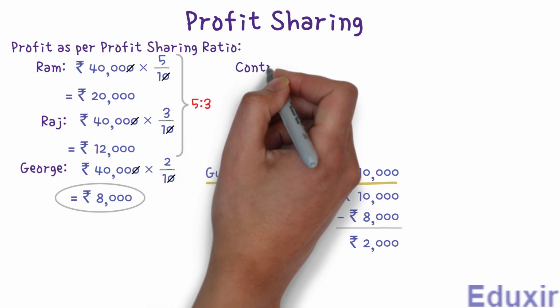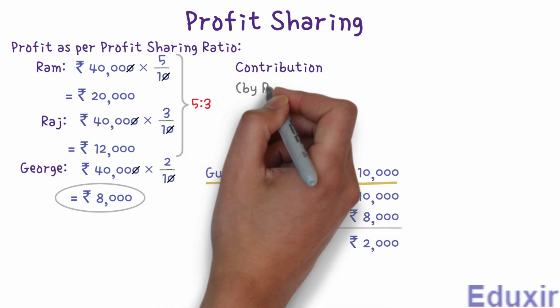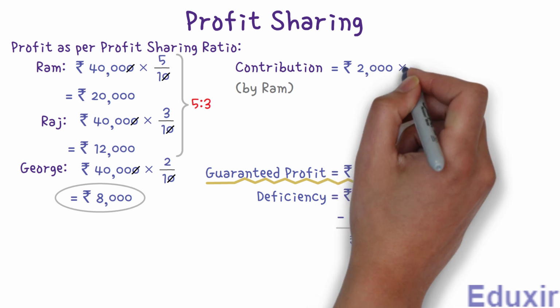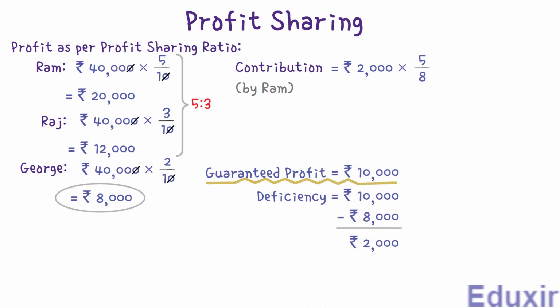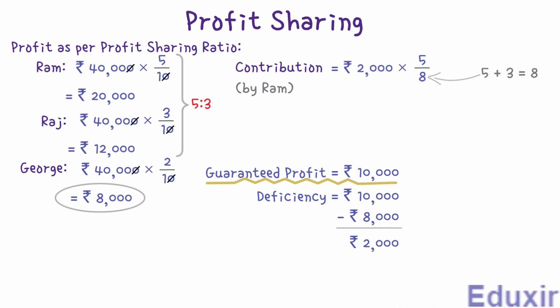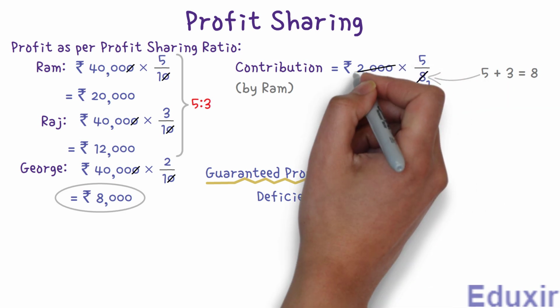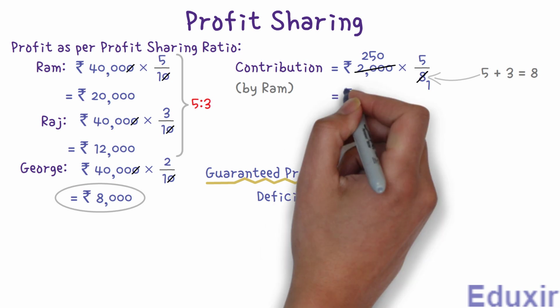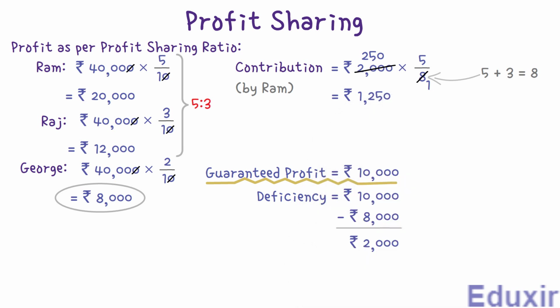Now, the contribution by the partner Ram is equal to the deficiency amount of 2000 rupees multiplied with his profit sharing ratio of 5/8. Note here that this denominator is 5 plus 3 equal to 8. It's not 10. Note this point. Now, cancelling with 8, 8 ones are 8, 250s are 2000. Now, if we multiply the remaining 250 and 5, we get 1250. This is the contribution by the partner Ram to the deficiency in the partner George's profit amount.